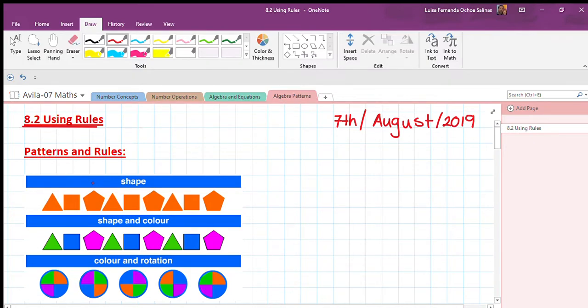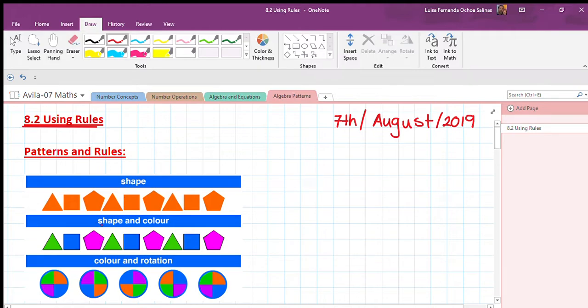A pattern is a recurrent thing, something that repeats, and that implies there's a rule that in this case all the shapes are following. If we look at this one, we have the triangle, square, pentagon, triangle, square, pentagon, triangle, square, pentagon. Guess what follows? You can continue as many times as you want because you will know that the next one will be triangle, square, pentagon. Agree? So this one is including only shape.